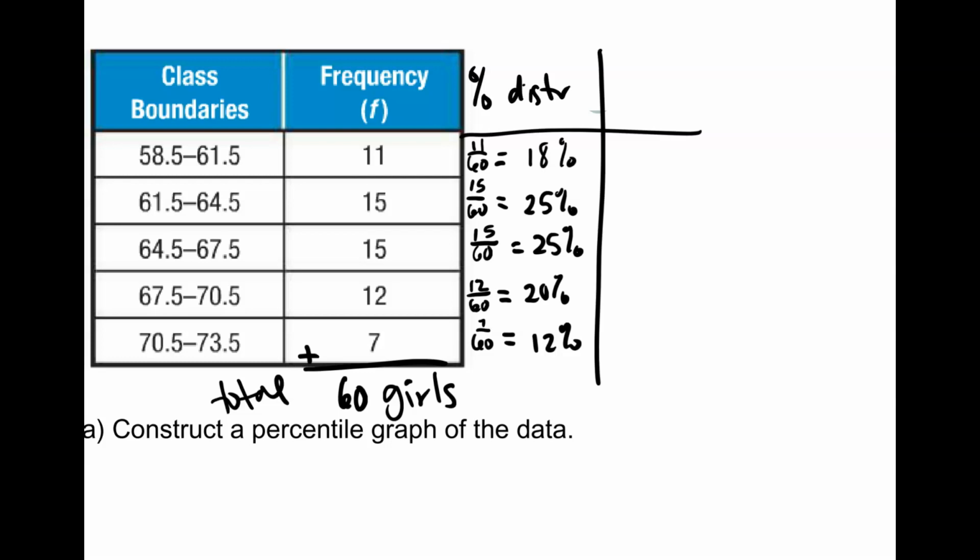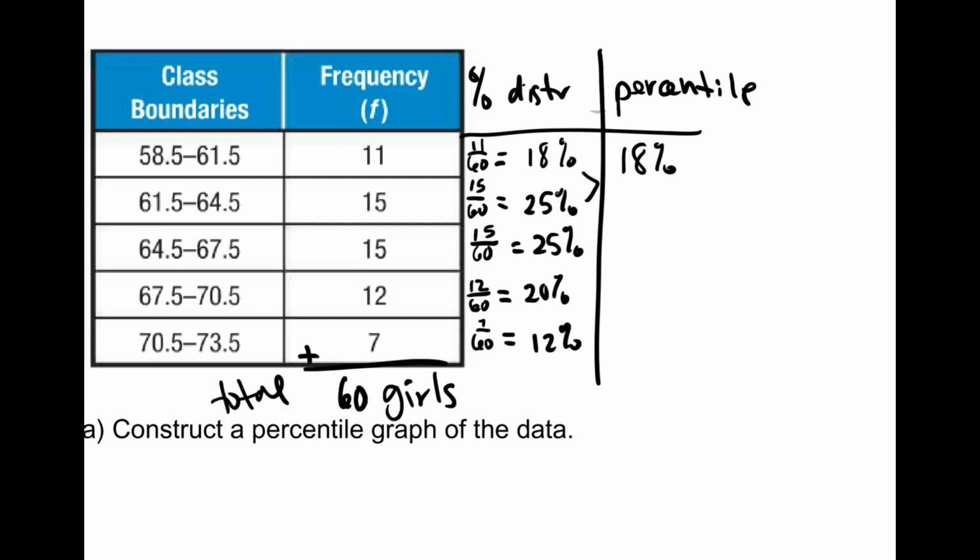Because the next thing we're looking at is the percentile. So starting at 0, if you were exactly 61.5 inches tall, you are the 18th percentile because you are taller than 18% of people. So the percentile, you add up all the previous ones. The first one, there was no one smaller, right? It's literally the first class boundary.